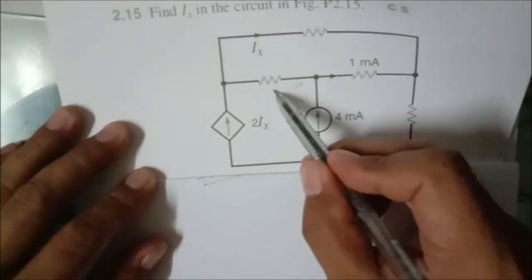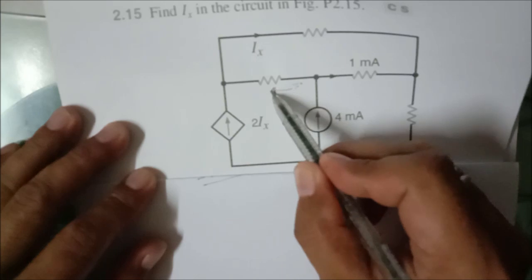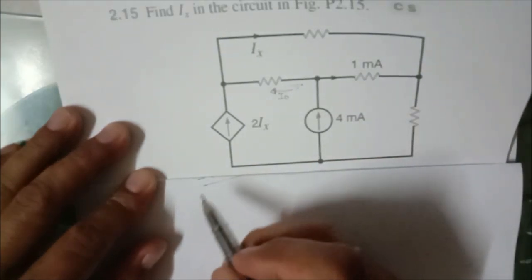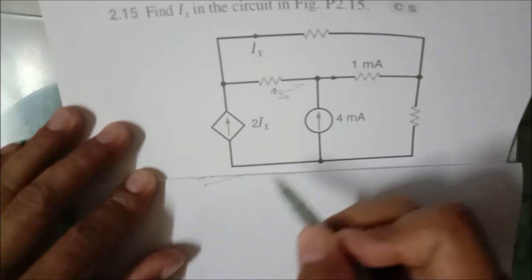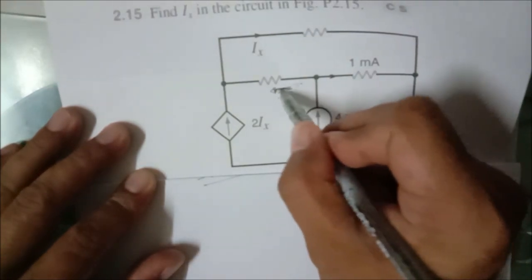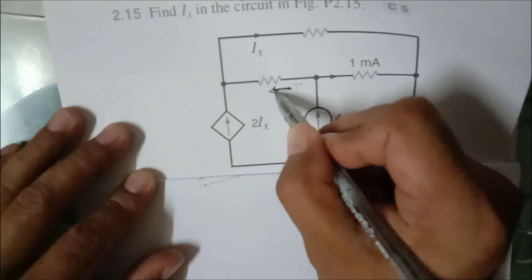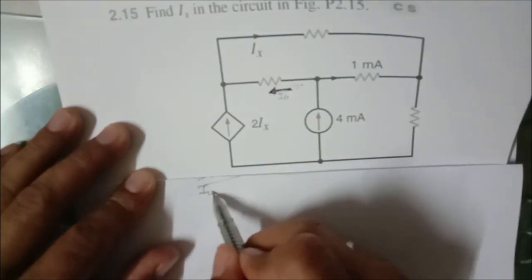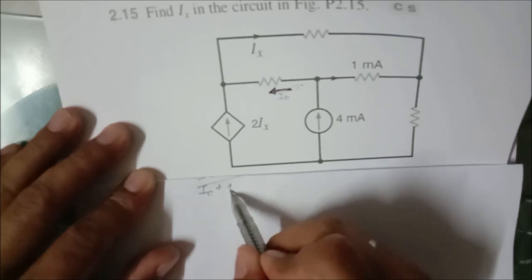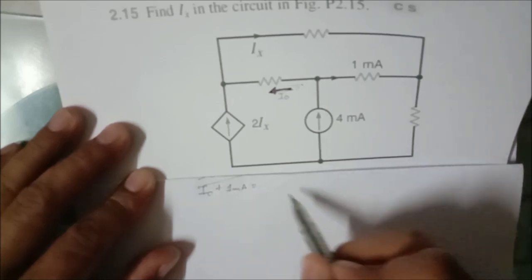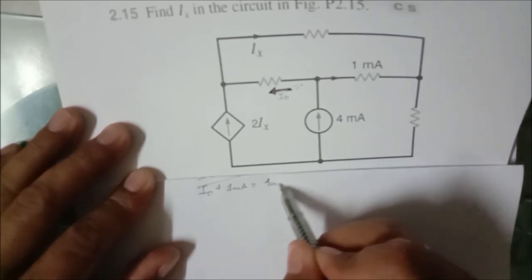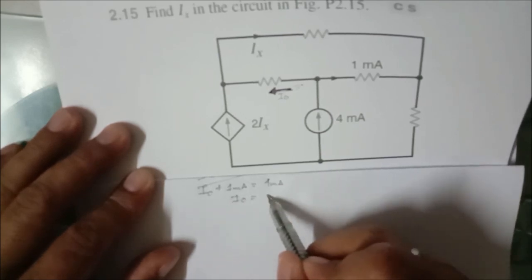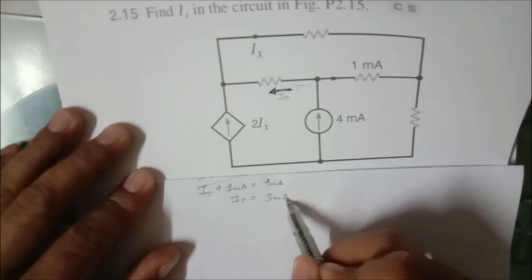Lagyan natin ito ng I sub o. Okay. Ginawa nating I sub o, papunta ron siyempre, para hindi na tayo mag-negative. I sub o plus 1 milliampere is equivalent to 4 milliamperes. So, I sub o is equivalent to 3 milliamps.